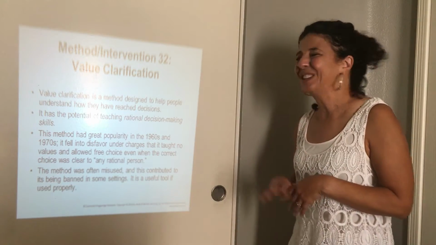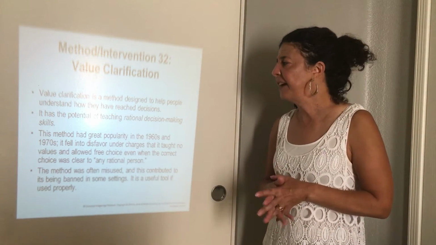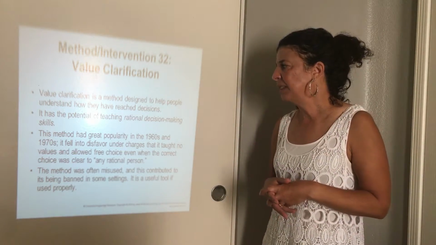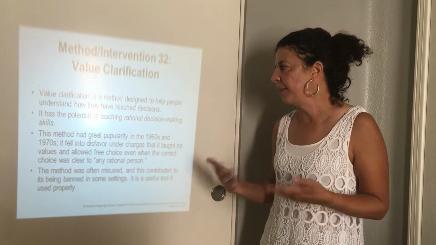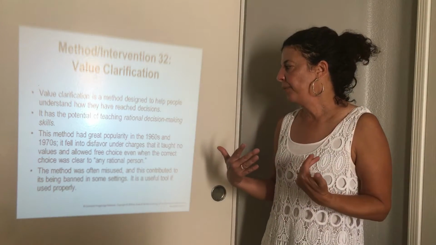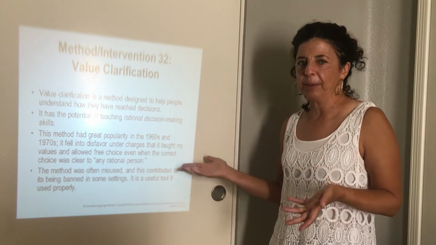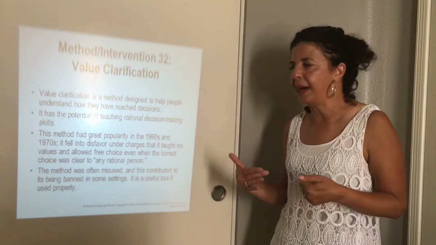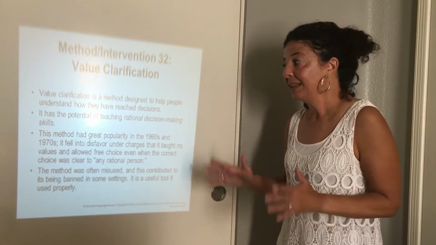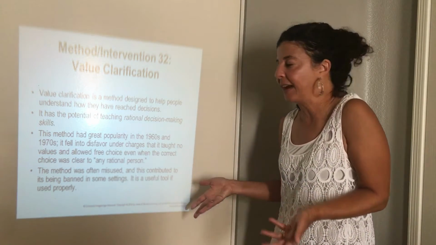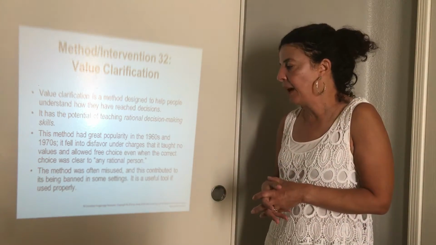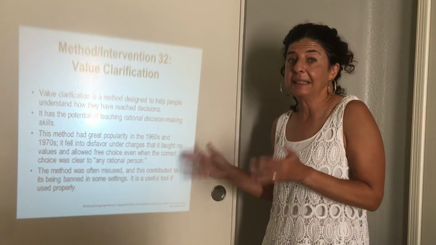Another method that has really kind of fallen out of favor is values clarification. So it helps people to understand how they may have reached decisions. And so it helps people with their decision-making model. It was really popular like in the 60s and 70s, but more and more evidence has shown that this is actually not necessarily an effective method. It's particularly not effective as a standalone method.